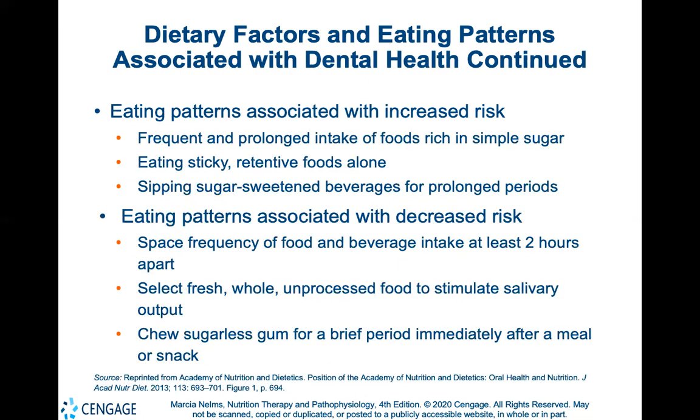Eating patterns associated with increased risk include frequent and prolonged intake of food rich in simple sugars, eating sticky, retentive food alone, and sipping sugar-sweetened beverages for prolonged periods. Eating patterns associated with decreased risk: space frequency of food and beverage intake at least 2 hours apart, select fresh, whole, unprocessed food to stimulate salivary output, and choose sugarless gum for a brief period immediately after a meal or snack.